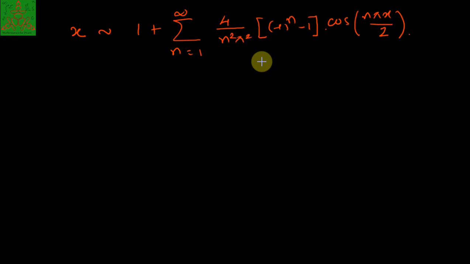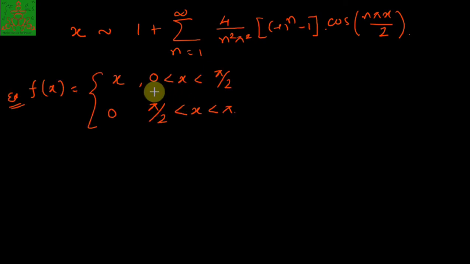Let us calculate one more example of this half range Fourier series. If f(x) is defined as x in the interval 0 to pi by 2 and 0 in the interval pi by 2 to pi. The question is to calculate the sine series, or I can say the half range sine series of this function. Your L is pi here because the interval is defined from 0 to pi.